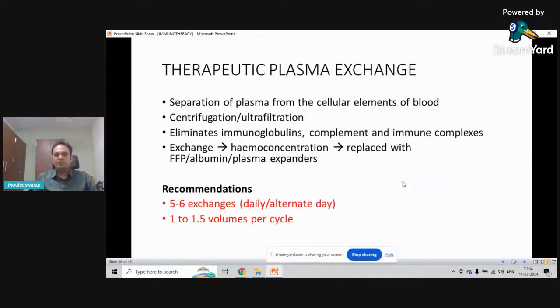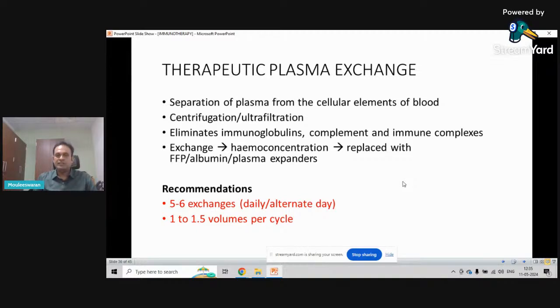So coming to therapeutic plasma exchange, that is one of the widely used modalities in neurointensive care practice, where the plasma is separated from the cellular elements of the blood by centrifugation and ultrafiltration. This eliminates the immunoglobulins, complements, and immune complexes which are formed, thereby producing the effect. So the recommendations regarding plasma exchange are 5 to 6 exchanges, either daily or on alternate days, and the volume is 1 to 1.5 volumes per cycle.